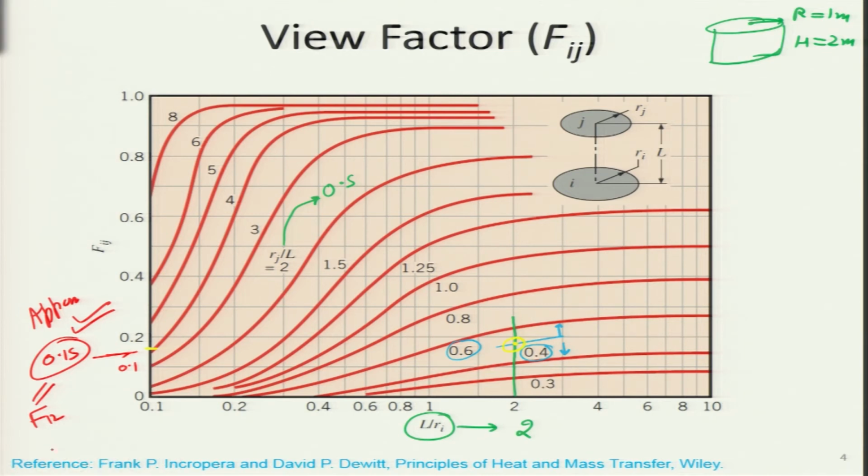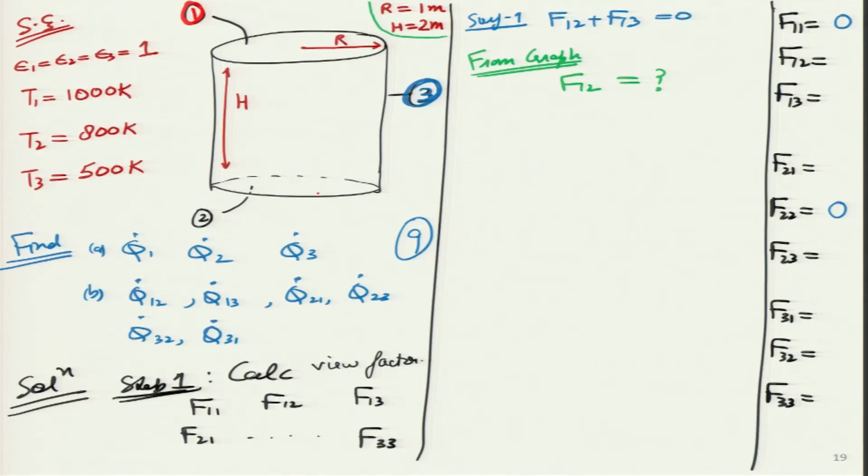Now, we go back to our solved example. Let us go back over here. Where were we? Yes, here. So, here we get F12 value equal to 0.15. This we have got from the graph, so I can write over here 0.15. And by symmetry, F21 will also come out to be the same. So, that one I can also quickly write over here.